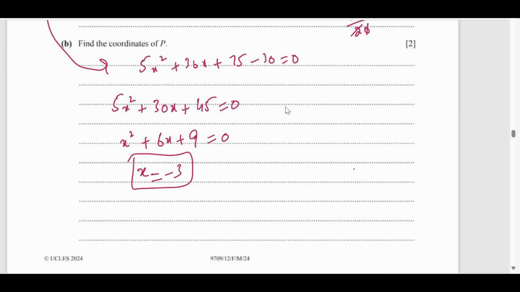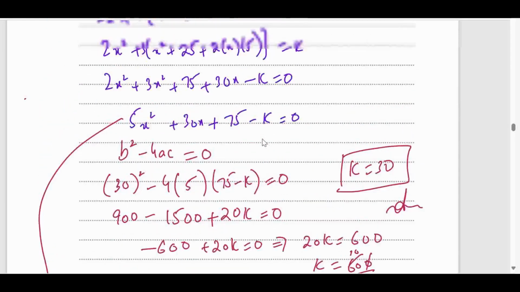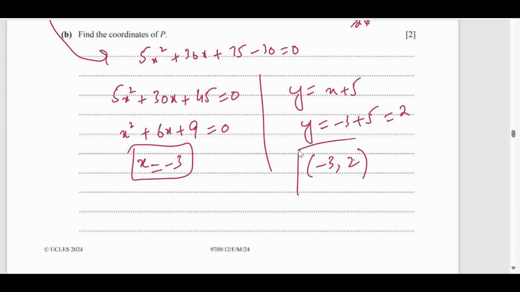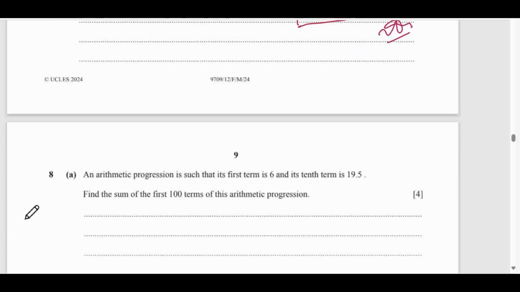Let's find out the y coordinate. We know that one of the equations is y is equal to x plus 5. So y will be equal to minus 3 plus 5, which means that we will have the coordinates minus 3 and 2. This will be the final answer, that the coordinates of P will be equal to minus 3 and 2. I hope that the concept is clear. Let's move to the next question.